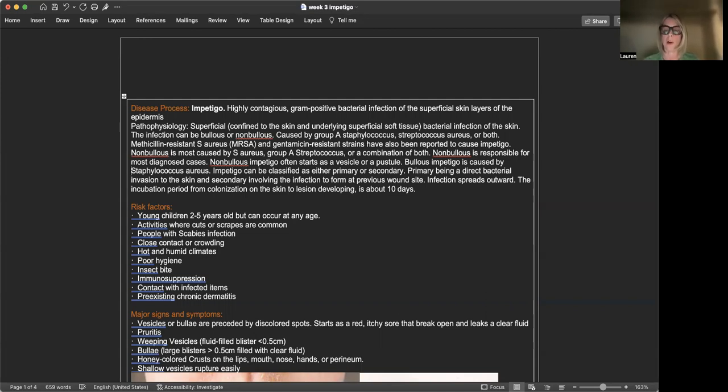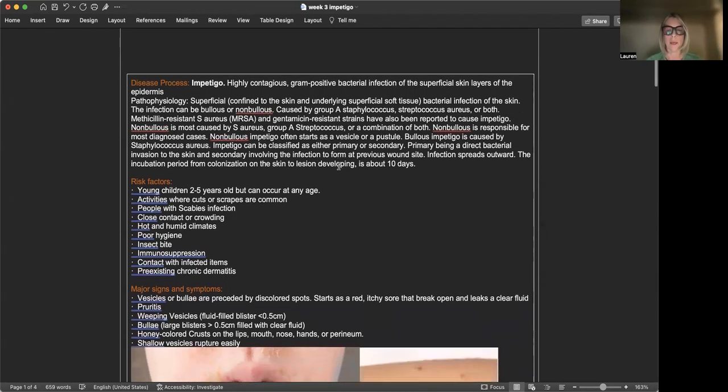Non-bullous impetigo initially presents with multiple vesicles or pustules. Once the vesicles rupture, you'll see the honey colored crust that forms with the purulent exudate, which you can see in the pictures below. This is a more rapid spread, and what they call satellite lesion formations will occur.